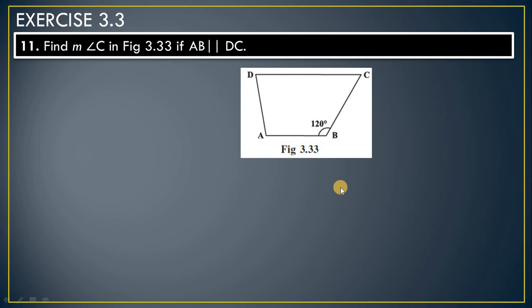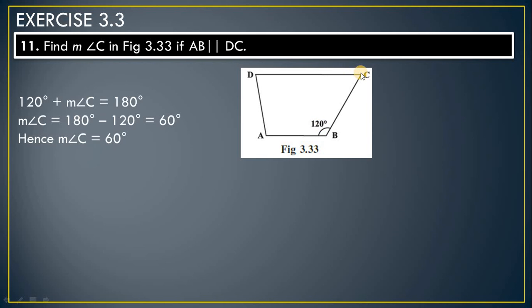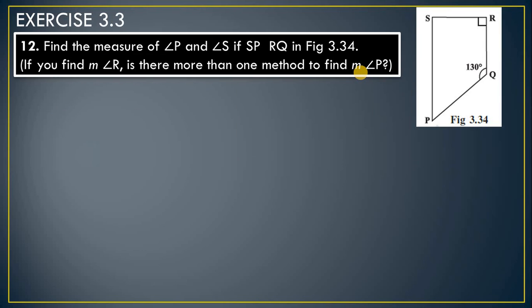Next, in the figure you have to find angle C. Very simple, till now we have solved many such questions. This is a trapezium because these two sides are parallel, and the sum of the adjacent interior angles should be 180. So 180 minus 120 is 60. So C is 60.